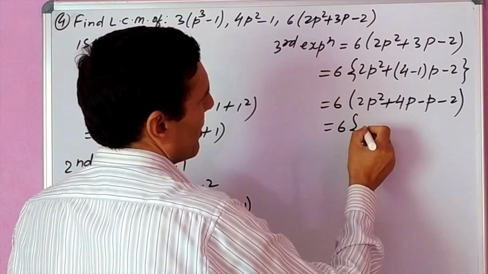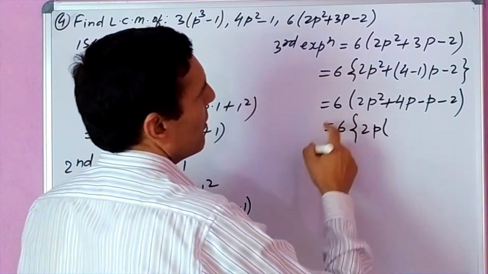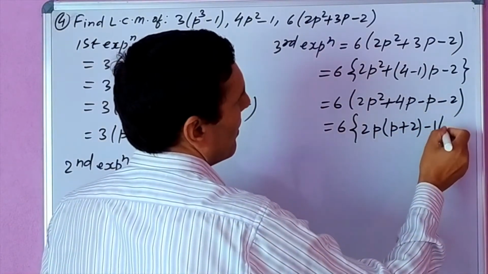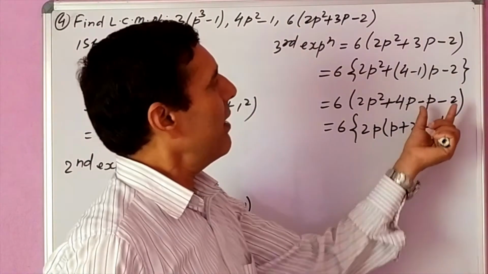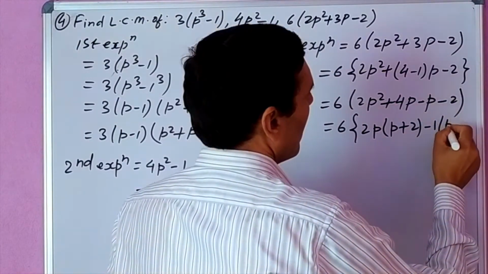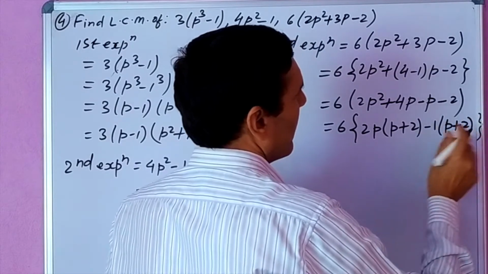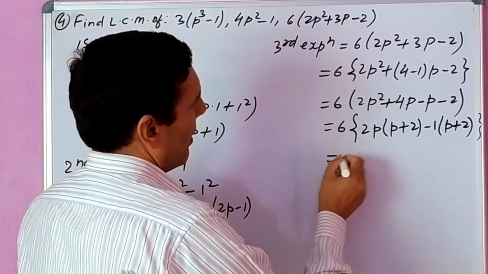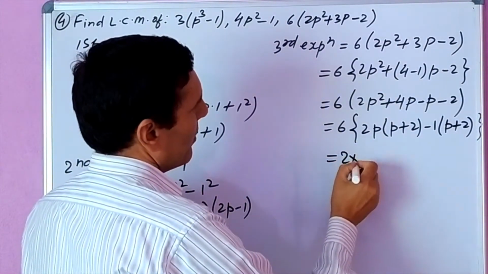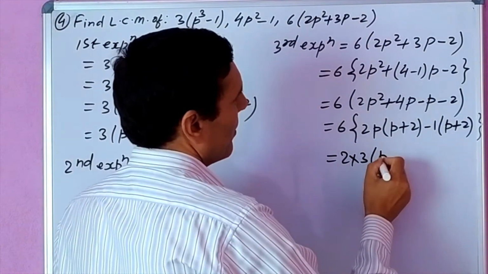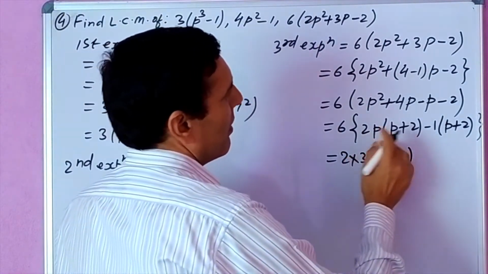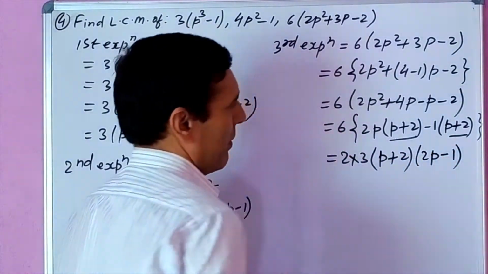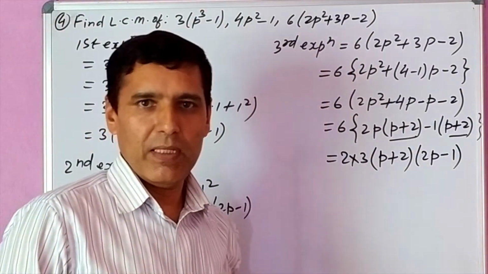In the first two terms, we can take 2p common. When you take 2p common, p plus 2 will be remaining. In the last two terms, take minus 1 common. What will be remaining? P plus 2, because after taking the minus sign common, the sign changes. Now this 6 also can be written as 2 into 3. Now p plus 2 common, and what will be remaining? 2p minus 1. So these are the factors of the third expression.